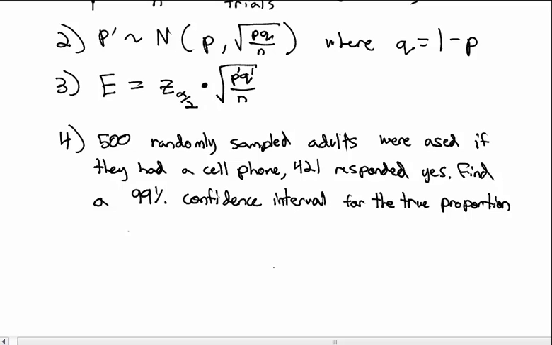Couple things we need to know up front. What is the proportion of our sample, p hat? 421 responded yes out of 500. As a decimal, that's 0.842. So q hat, that's the other group, those that did not respond yes, those that said no, that's 1 minus 0.842. The other group is 0.158.